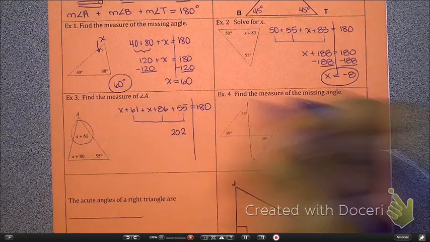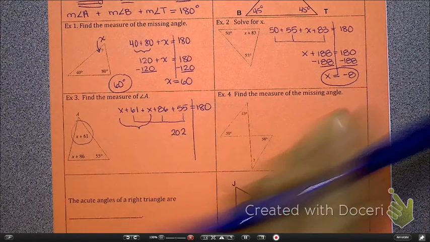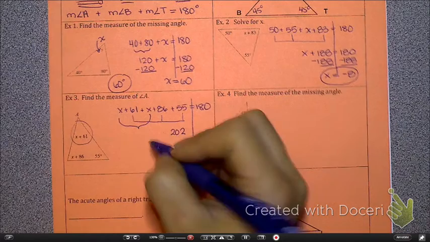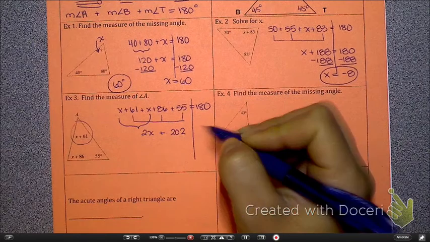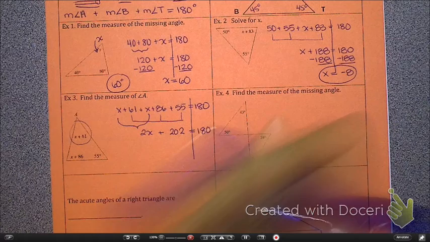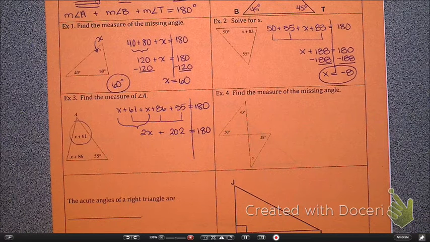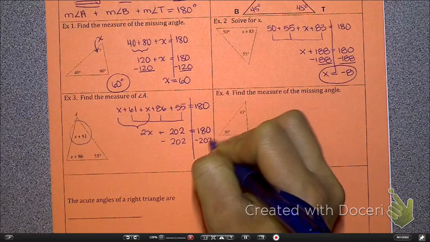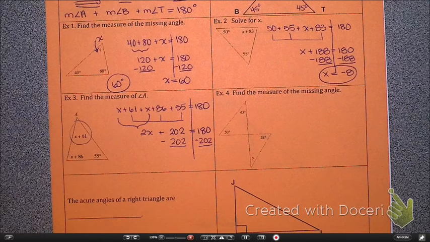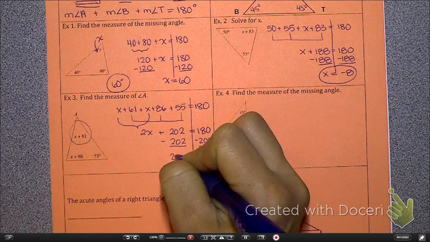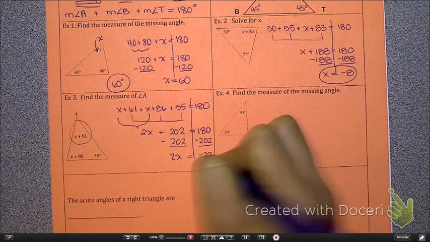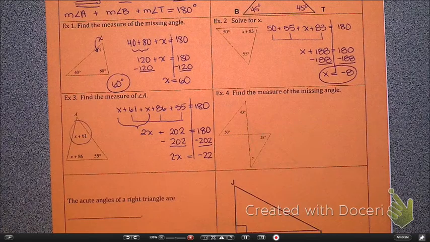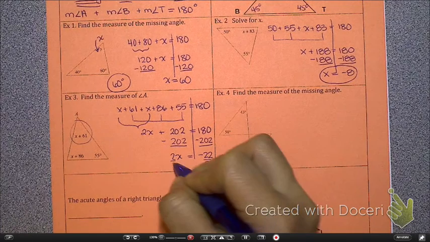And then we also want to combine our x's. How many x's do we have there? 2. So we have 2x plus 202 equals 180. Okay, so what would my next step be to solve here? Subtract 202. Good. Okay, so what do we get there? Negative 22. Okay, and then the last step? Divide. So what do we get for our value of x?